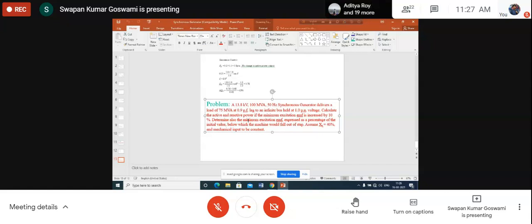So that is how this problem is solved. You can calculate the initial value of EF from the first part, and the final value of EF after the reduction in field current. Then you can calculate the minimum excitation value permissible for this machine. So I hope that now you can easily solve this problem.